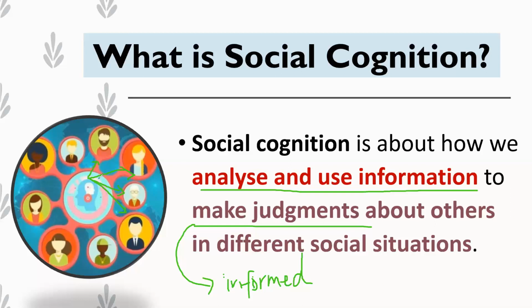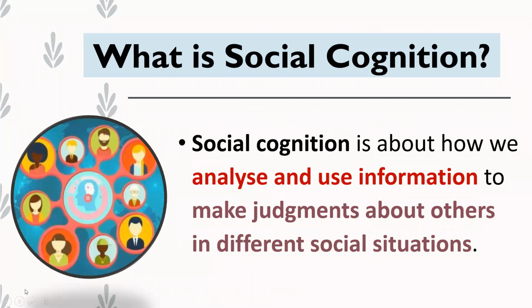So essentially, what kind of relationships we have with others is dependent on the social judgments that we make. And the social judgments that we make are referred to as social cognition. Remember, cognition comes from the word cognitive, which is basically to think. So social cognition is about how we think about others in our social environment and how we use that information and those observations to make judgments about them.